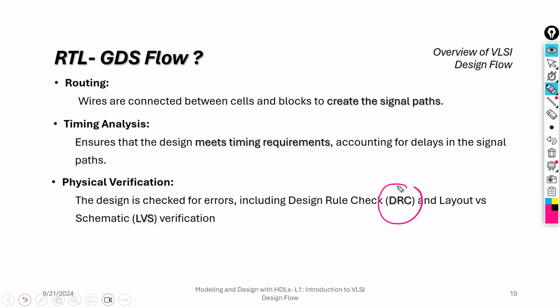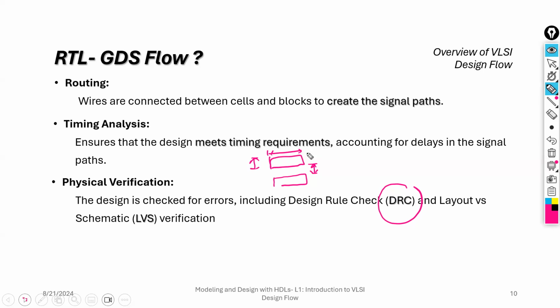DRC is what we normally call it. That means how much distance one layer must be from another layer, what is the width of this one, what is the length of this one. Whether we are meeting all the conditions or not, there is a rule file available. With the help of the rule file, whatever layout we draw, or the tool draws, will be verified.